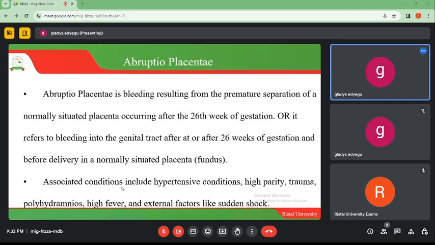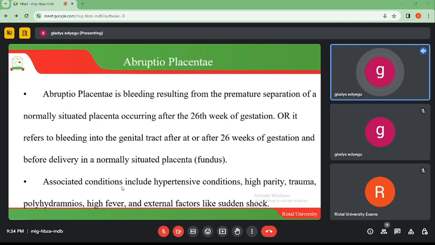Now, we are going to look at the second condition that is major in antepartum hemorrhage, and this is abruptio placentae. So abruptio placentae moves hand in hand with placenta previa.